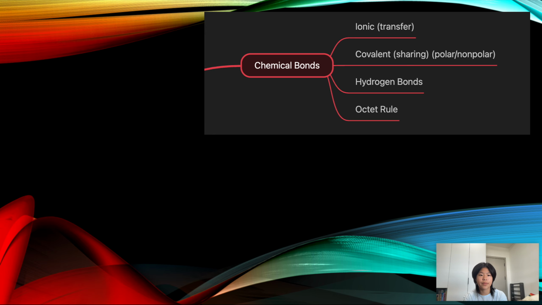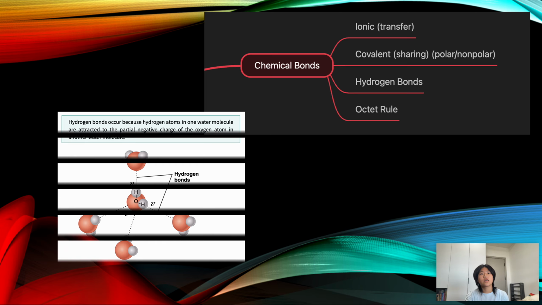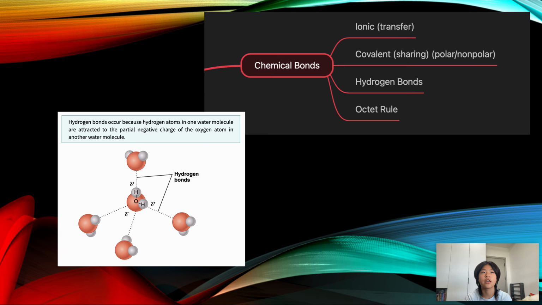So the last type of bond that we'll talk about today is the hydrogen bond. So here is a graphical illustration of a hydrogen bond. They occur between hydrogens and other atoms such as oxygen or fluorine. As we mentioned before, when hydrogen forms covalent bonds with other highly electronegative atoms, they gain a partial positive charge, and the other atom, such as oxygen, gains a partial negative charge.